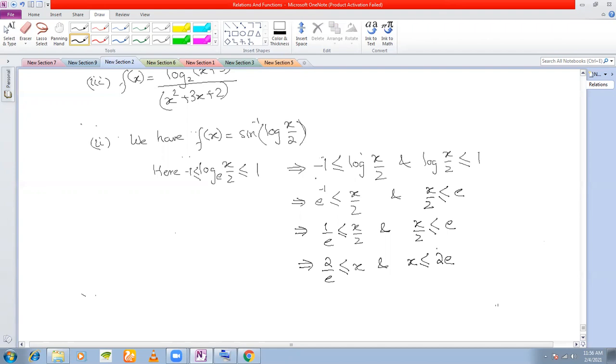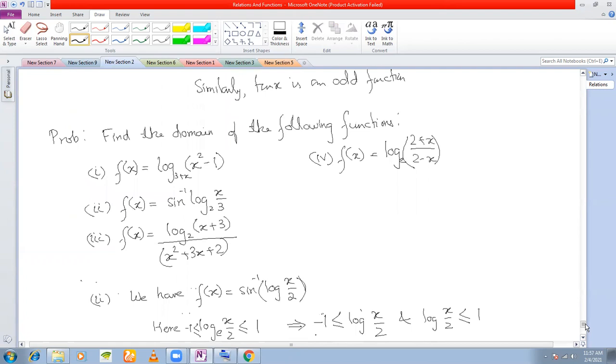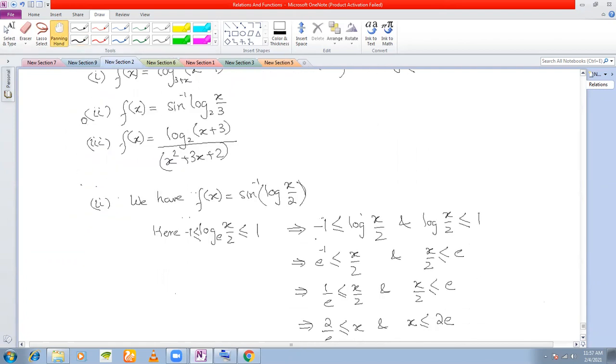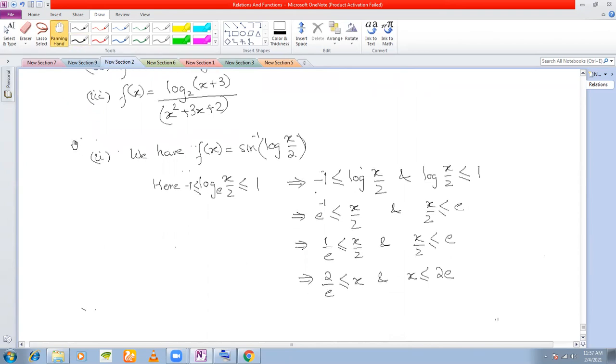Oh, the log base is given as 2. Okay, the base is given as 2 in the question. No need to change the base. You will work with 2, no problem. The base is here given as 2 to you. Log x by 2 to the base 2. It is my mistake, I took the base as e. So if the base is specified, we'll write the base.